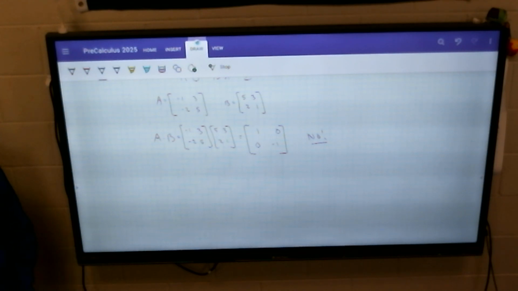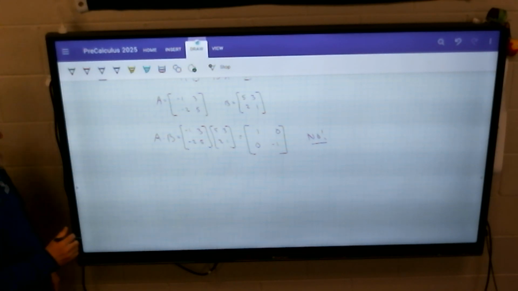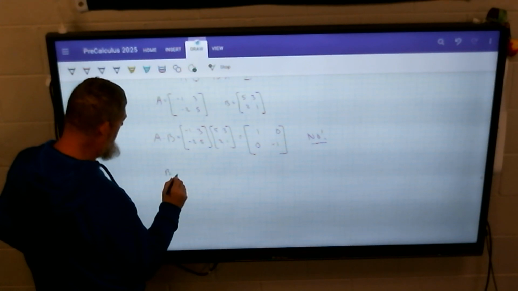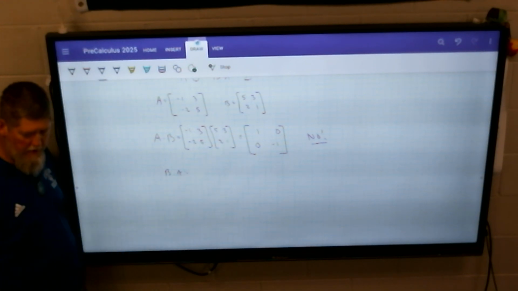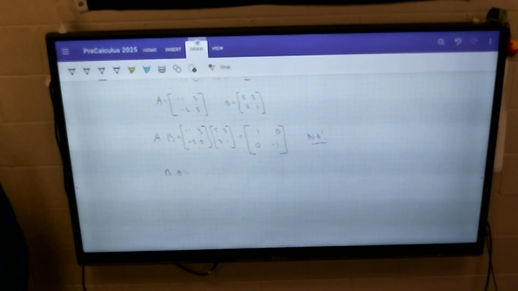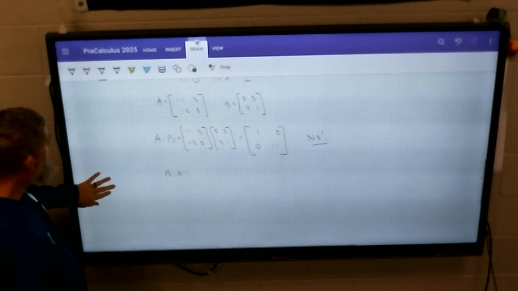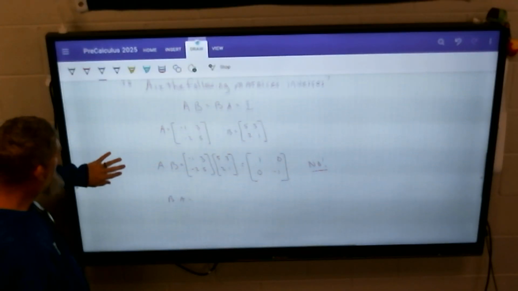So you can stop right there. If it were 1 0 0 1, we would have to check the other way around, and you'd have to check B times A. But since it's not, you know it's not going to be inverses. Once you get one error, we're done. Okay? You good with that? Yeah.